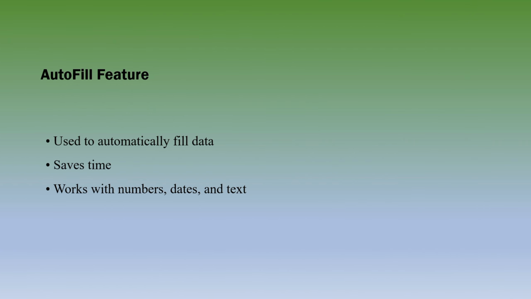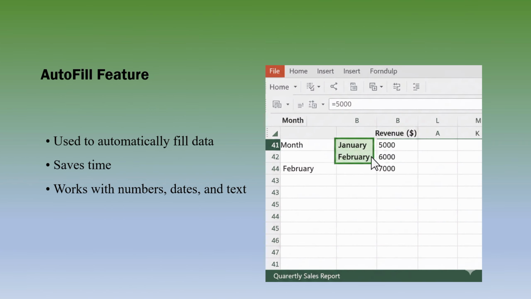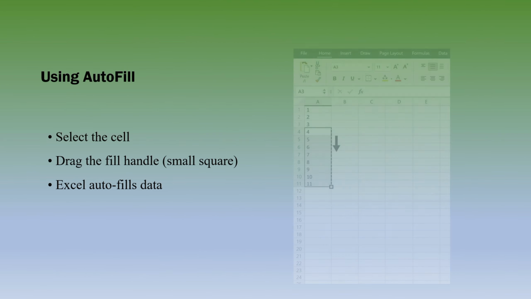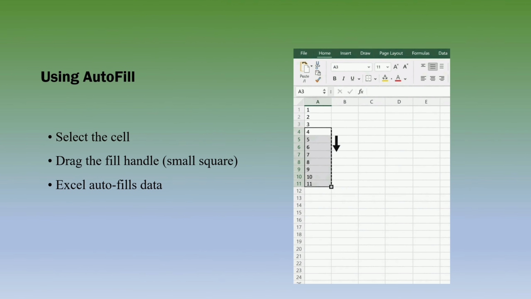Autofill is a powerful Excel feature that saves time. It helps to automatically fill numbers, dates, or text. We can use it instead of typing data again and again. To use autofill, select a cell with data. Move the mouse to the small square at the bottom corner of the cell. Click and drag it down or sideways. Excel will automatically fill the data.